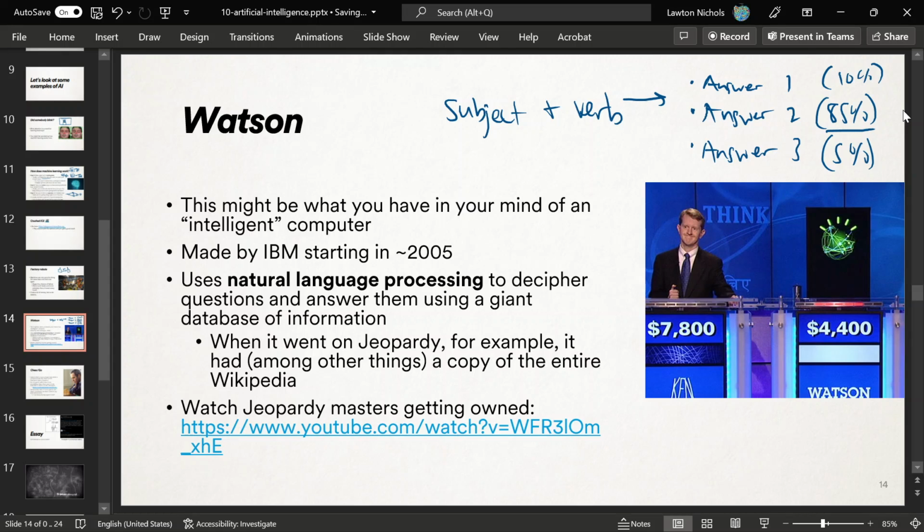So maybe if it has enough confidence, over like 70% for one of its answers, that's the one it says, and it usually gets it right. Okay? So it won against humans eventually, just because it was so fast. It could parse the English question, consult its database faster than a human could press a button. Any questions about that? Do we remember that?